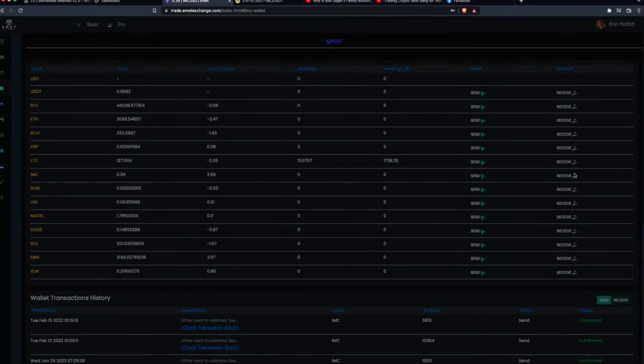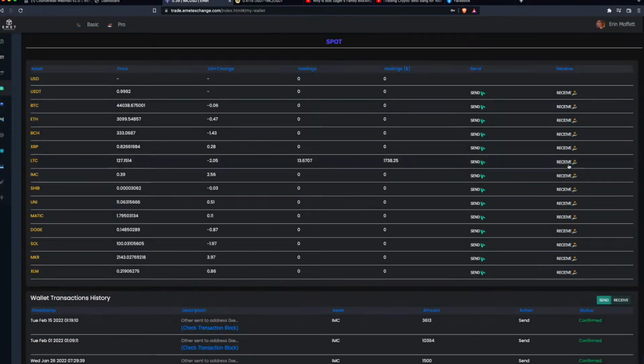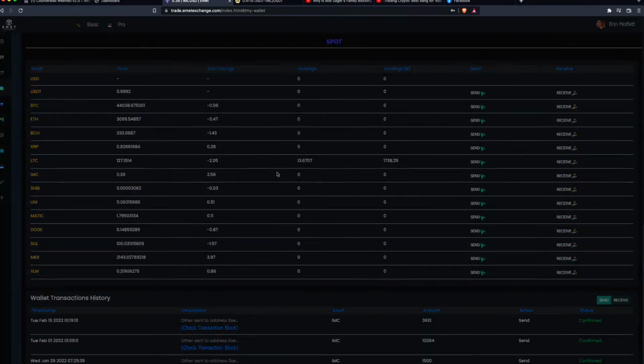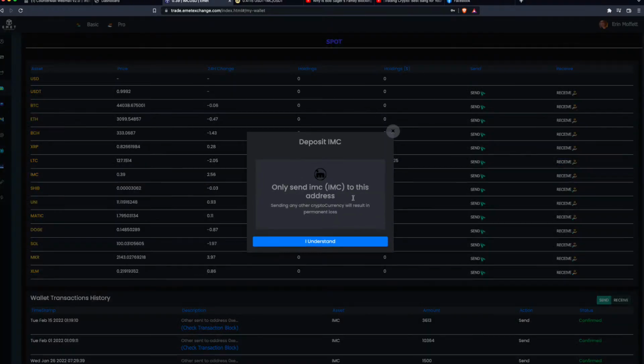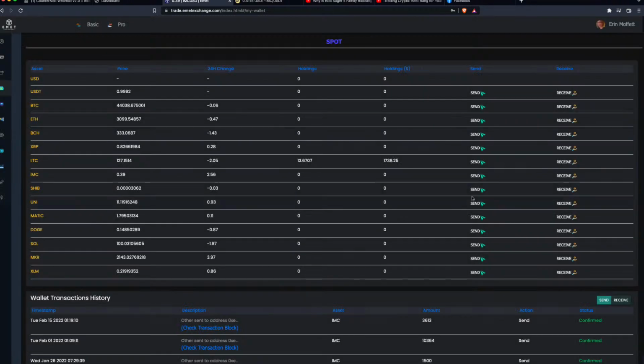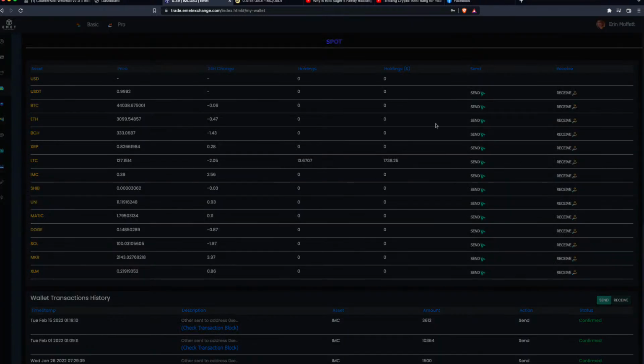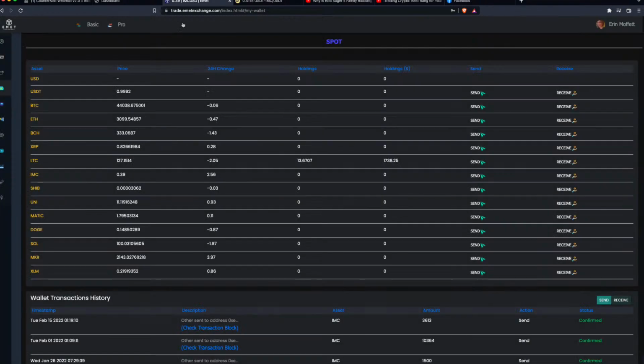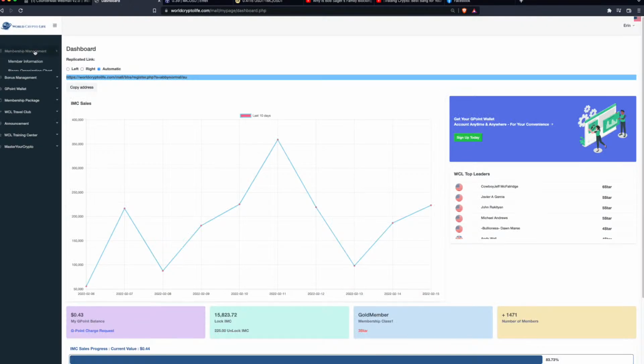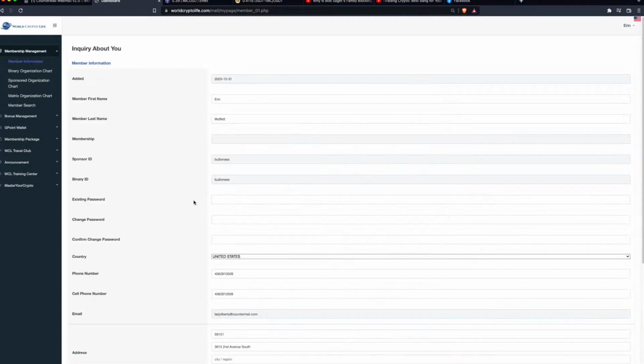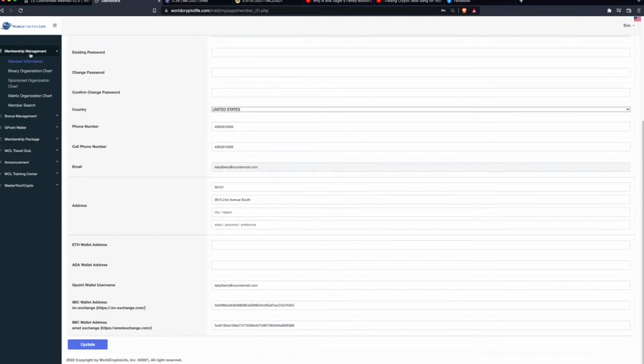Receive. I want to receive them over here. So I'm going to click receive. And it says only send IMC to this address. Okay, I will, because otherwise it's not going to work. If I want to send them out of here, that's when I'll hit send. So I hit receive, I get that code, I say okay. It gives me a code. I put it over here in my back office under membership information. Also put your cell phone number in here because otherwise it just doesn't work. You're going to want to do that.